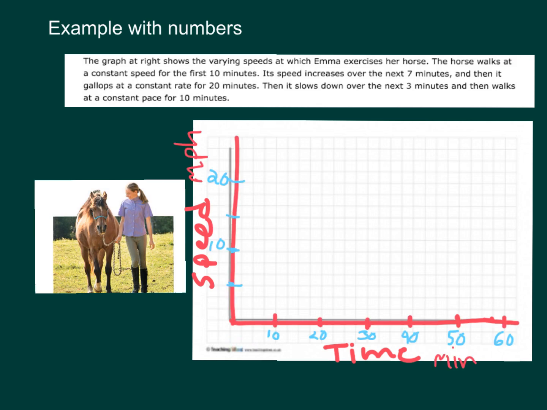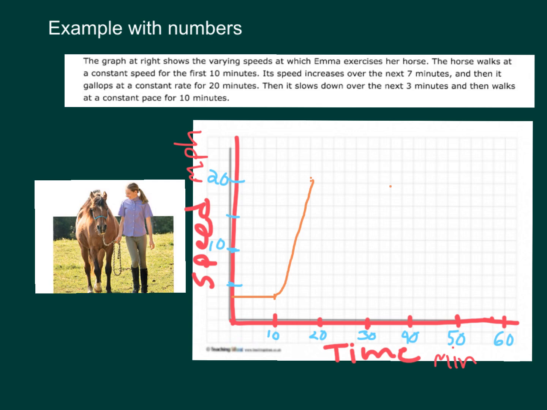So reading the problem up above tells us the horse walks at a constant speed for the first 10 minutes. And we'll show that by drawing a line right about 3 miles an hour for the first 10 minutes. Now, reading the problem again, the horse's speed increases over the next 7 minutes, and then it goes to a gallop. Okay, so now we have to show that our horse increases its speed over the next 7 minutes. So over the next 7 minutes, the horse increases speed to 20 miles an hour.